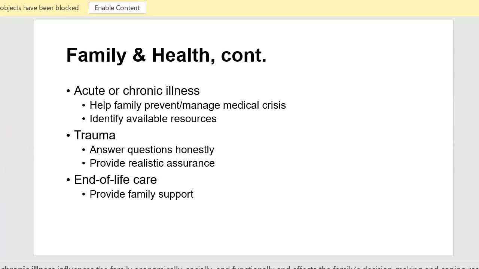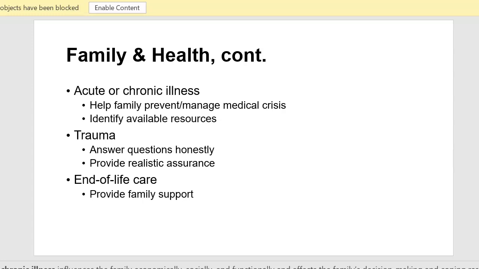So I missed a slide here, family and health continued. Families are also influenced by acute and chronic illness. And as a nurse, we can help the family prevent or manage medical crisis. We can identify resources for the family or individual members within the family.